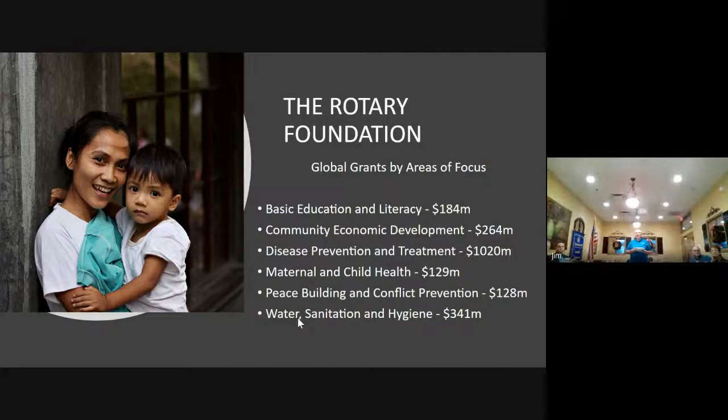Maternal and child health, $129 million. Peace building and conflict prevention, $128 million. Water, sanitation, and hygiene, $341 million goes into that.